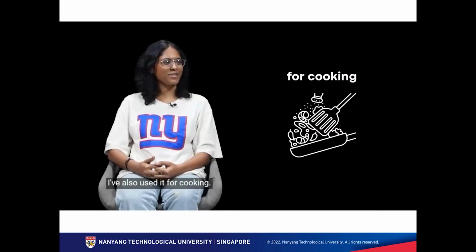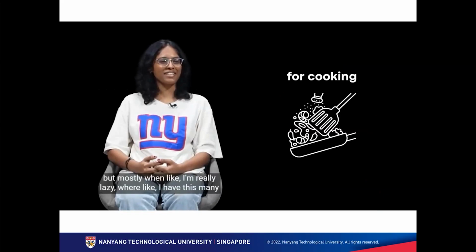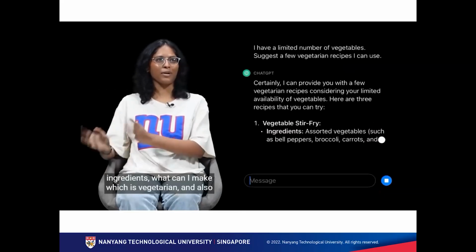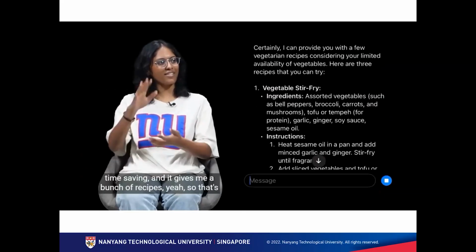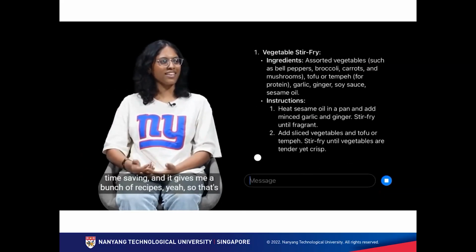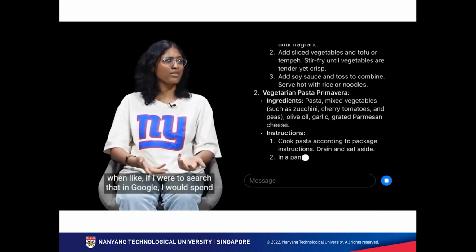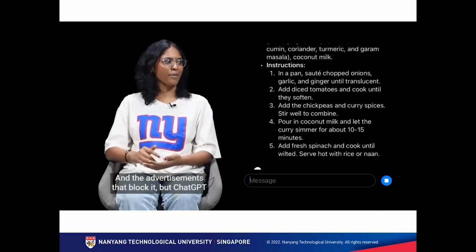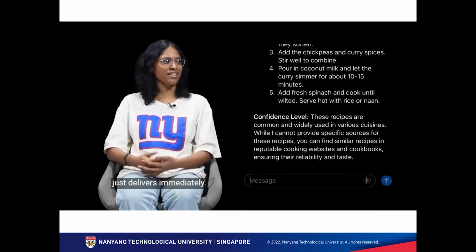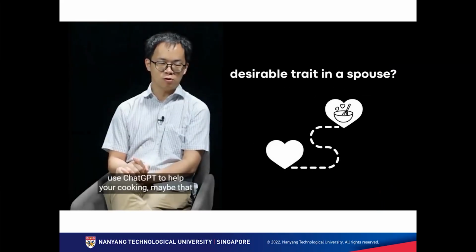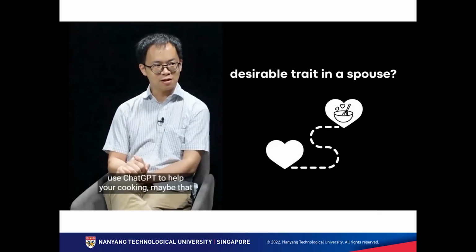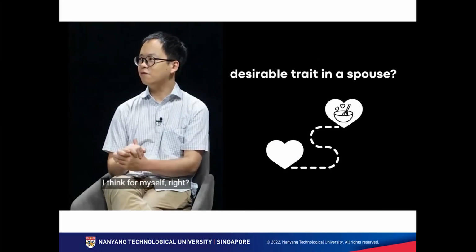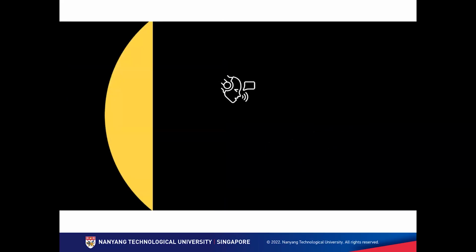I've also used it for cooking, but mostly when I'm really lazy, where I have this many ingredients, what can I make which is vegetarian and also time saving, and it gives me a bunch of recipes. If I were to search that in Google, I would spend time looking at all the websites and the advertisements that block it, but ChatGPT just delivers immediately. If you don't know how to use ChatGPT to help your cooking, maybe that becomes a disadvantage in the marriage market. I think for myself, right?